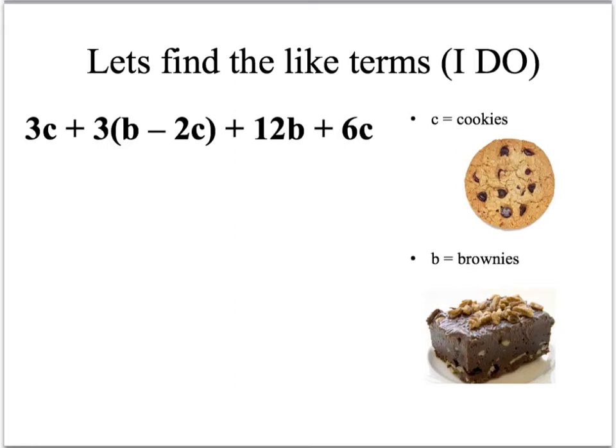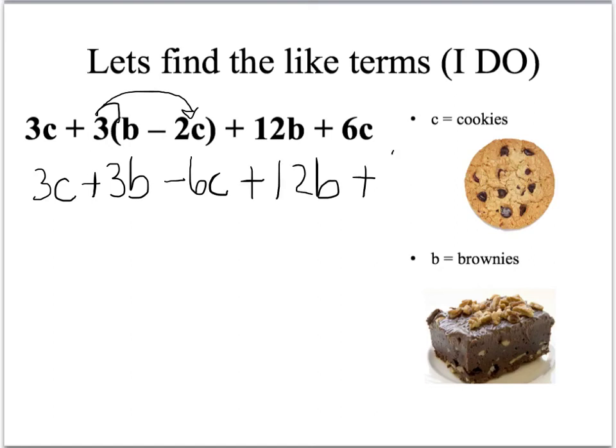Okay, so let's find the like terms. Okay, so in this example, we're saying that we have the variable c up here, and we'll just say that c is equal to cookies. Okay, and we have a variable b, and we'll just call the b brownies. Okay, so we can't combine these together. Cookies and brownies are different. So let's go ahead and distribute first. Okay, so I'm going to bring down my 3c, and then I'm going to distribute my 3b. 3 times b, and I'm going to distribute my 3 here. So 3 times negative 2, negative 6c. Okay, now I'm done with the parentheses because I've already distributed. Then here I'm going to add 12b and bring down my 6c.